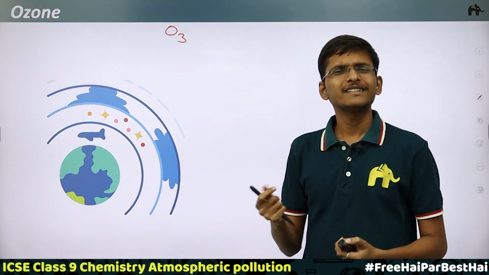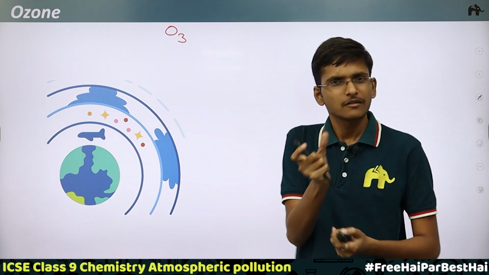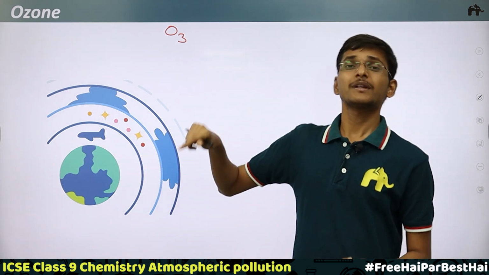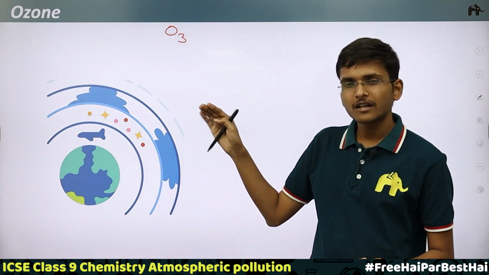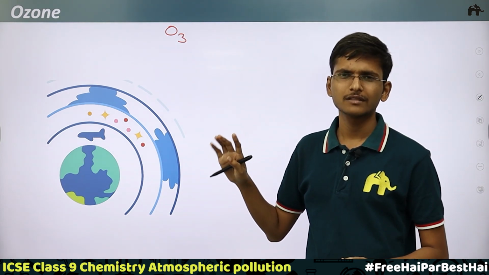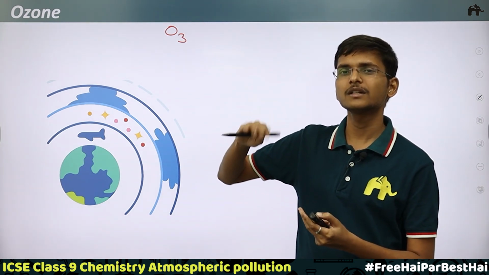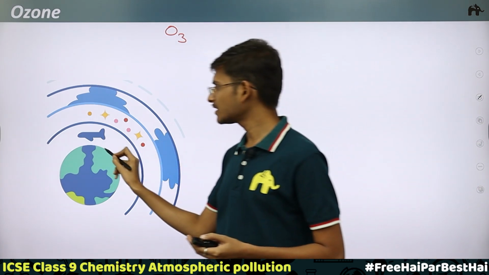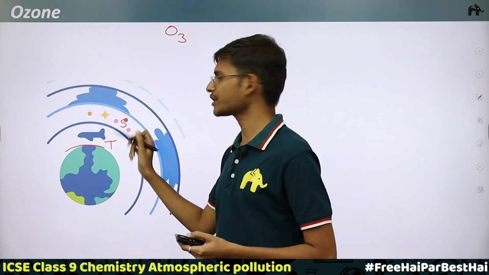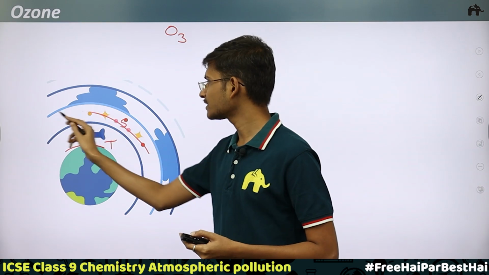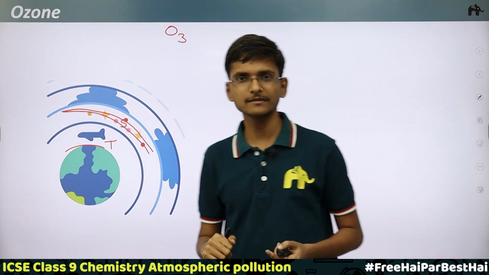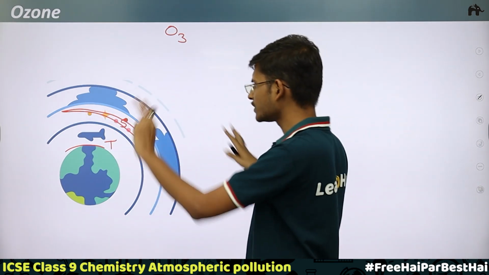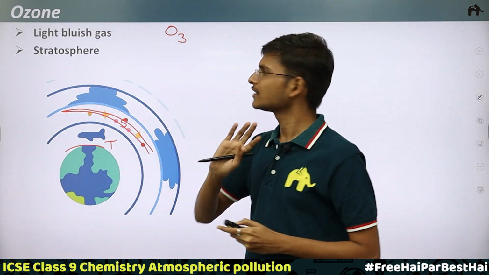formula, and it is actually a light bluish gas, very nice, which is present in the second upper layer of the atmosphere, like second layer from the Earth's surface. So this is Earth, this is troposphere, this is stratosphere. So ozone is present here in the stratosphere, fine. So layer of ozone is present here. We call it as ozone layer, fine.